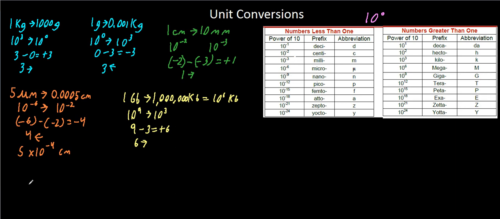Let's do another one. Let's say we have 0.5 kilograms and we want to convert it to milligrams. What would that be? Well, kilo is 10 to the third, and milli is 10 to the negative third. So that's 3 minus negative 3, which is the same thing as 3 plus 3 equals 6.